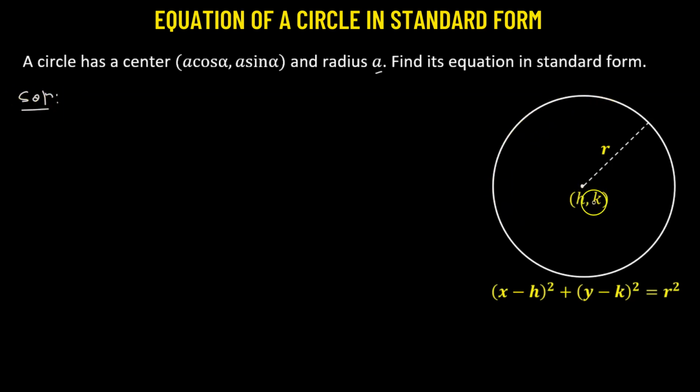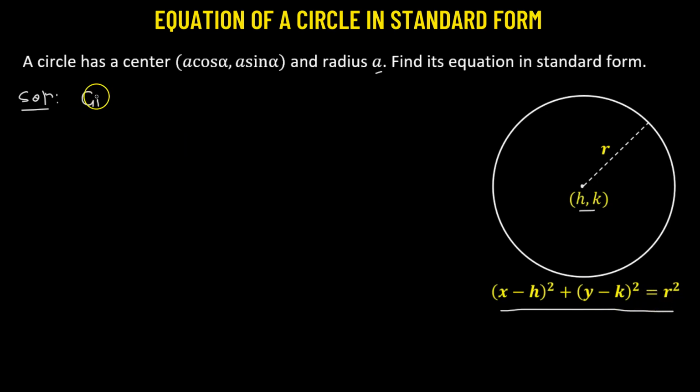We have a circle with center having coordinate h, comma k. Here h is the x coordinate and k is the y coordinate, and the radius of the circle is represented by the lowercase letter r. Then the standard form of a circle is given by x minus h whole squared plus y minus k whole squared equals r squared.